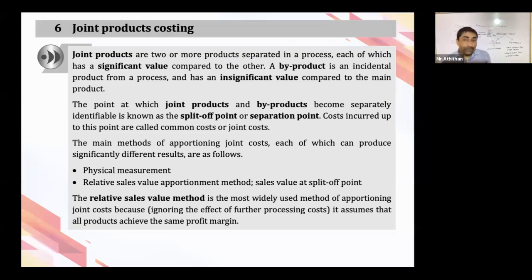So the main product will have huge or significant value. A byproduct will have ignorable value. So now you understand how to identify whether it's a joint product or a byproduct.